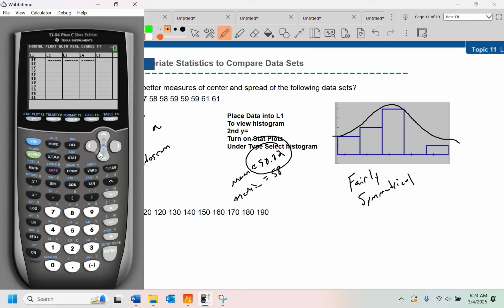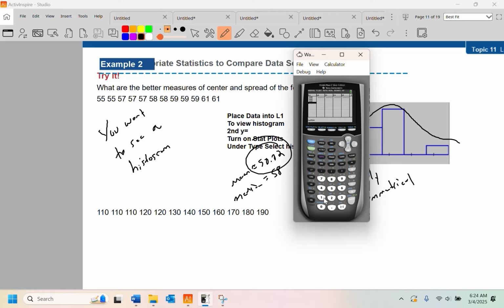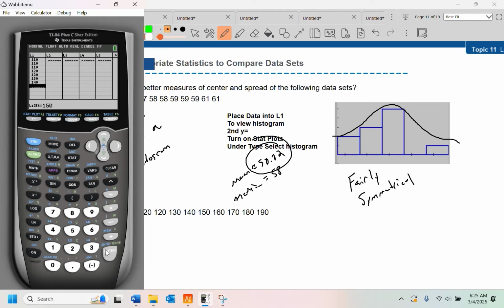So stat, edit, clear it out. All right. Now you're going to have to do a zoom 9 every time you change what's in the lists.